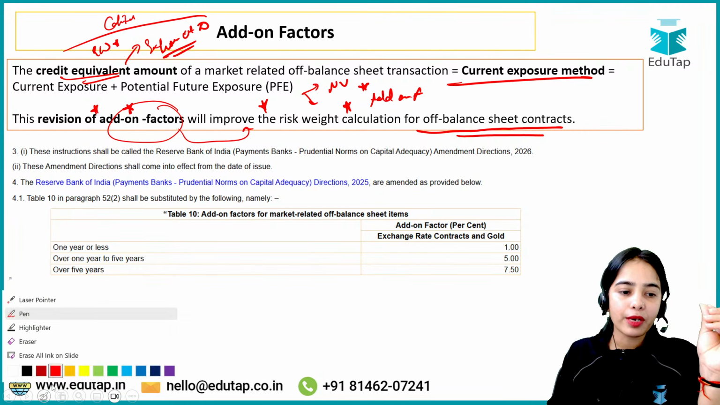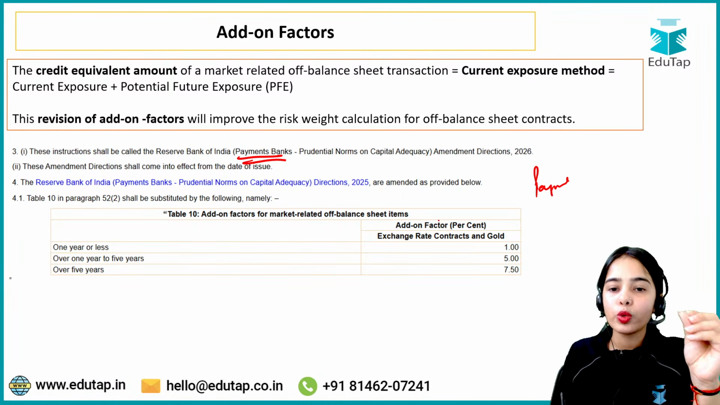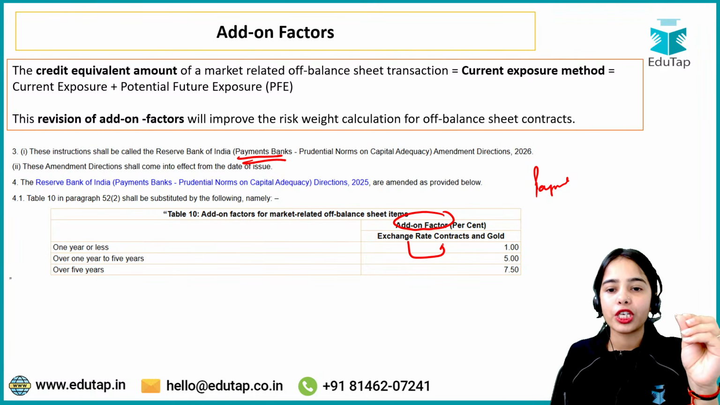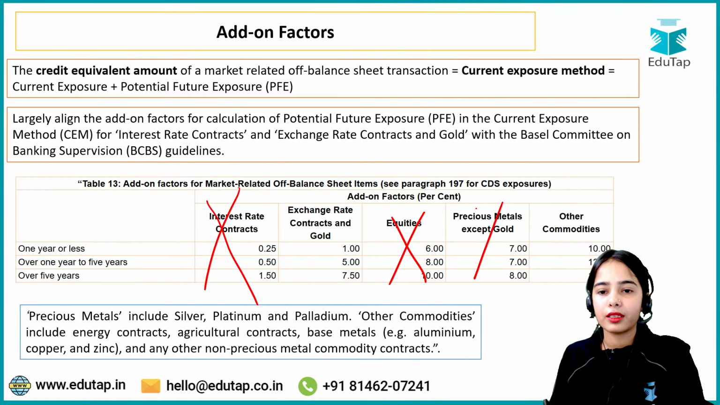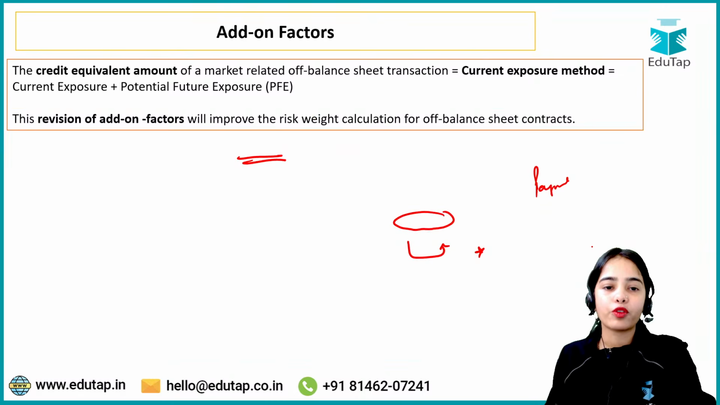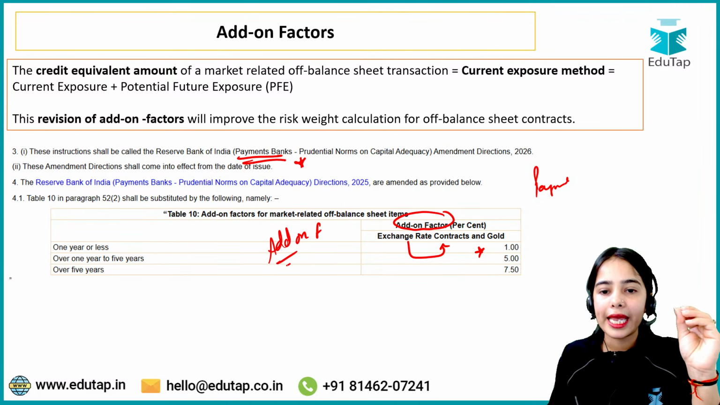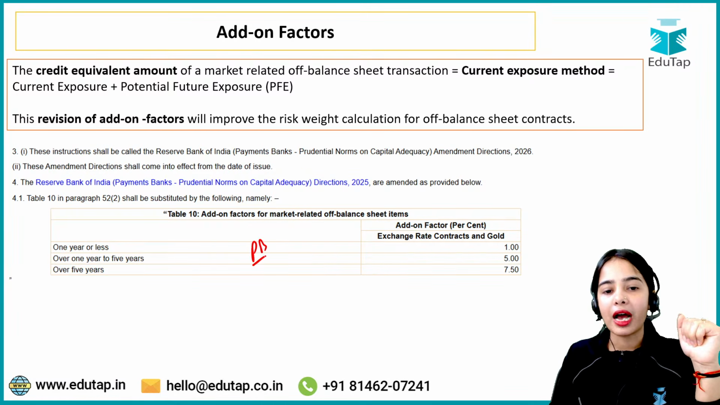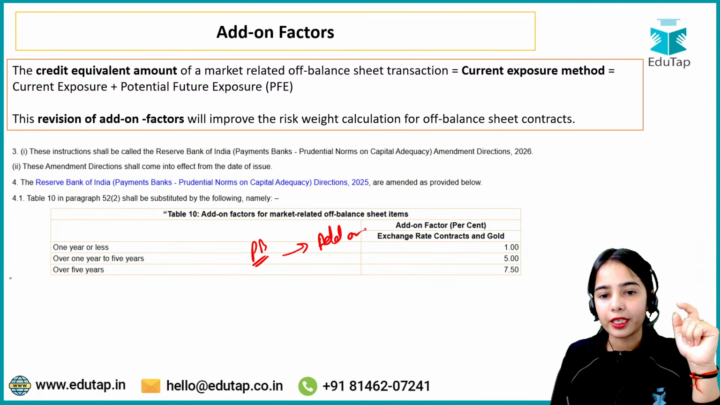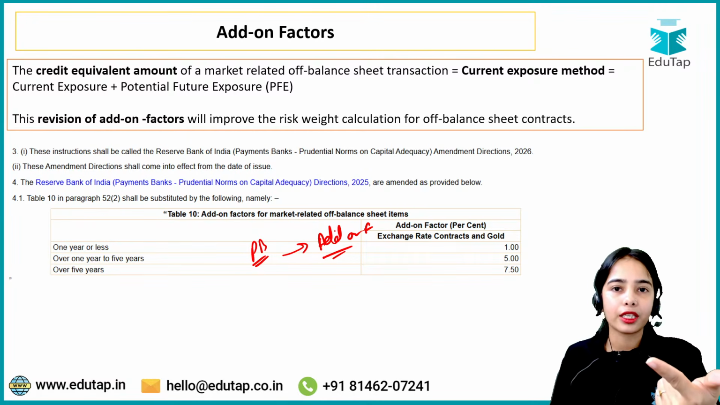One more important point is that in the case of payment banks, the add-on factor is provided only for the exchange rate contracts and gold. That means for the payment bank, the add-on factors of the other contracts do not apply. This is very, very important. A question can come on this: for the payment bank, the add-on factor is provided for which contracts? For the interest rate contracts, for the exchange rate contracts and gold, for the precious metal contracts, or for the other commodity contracts.